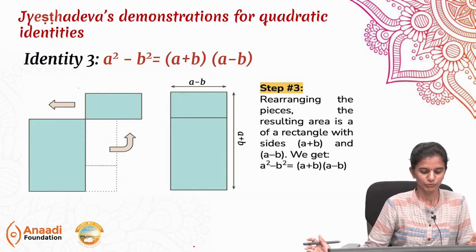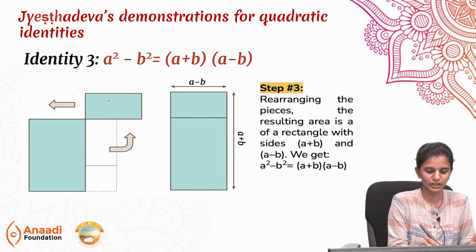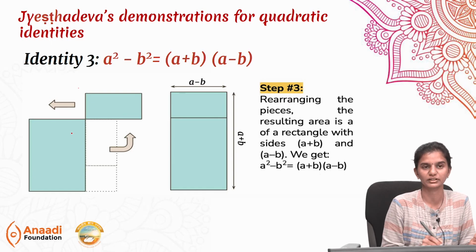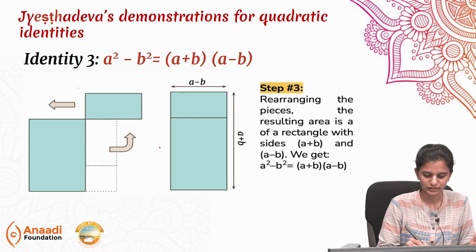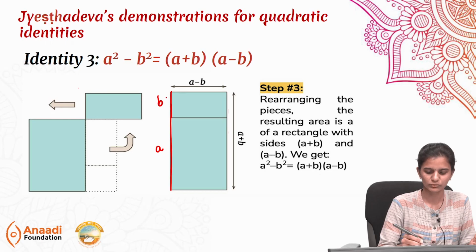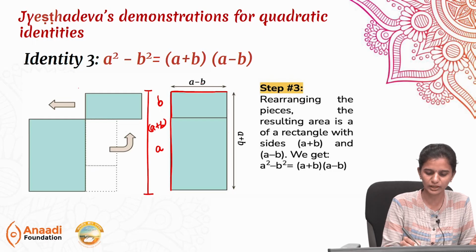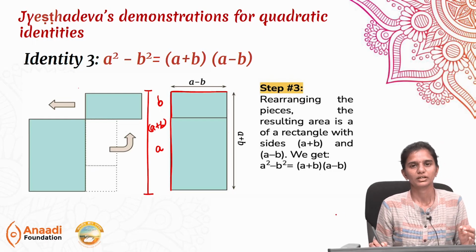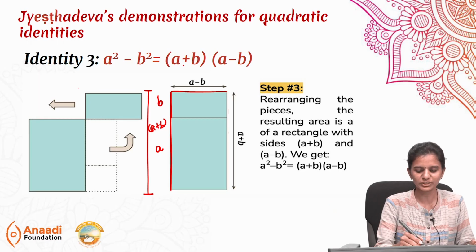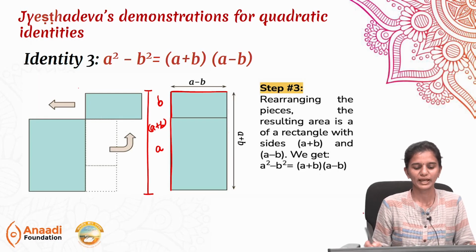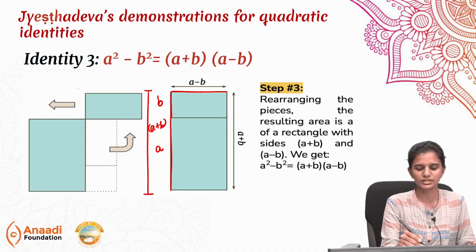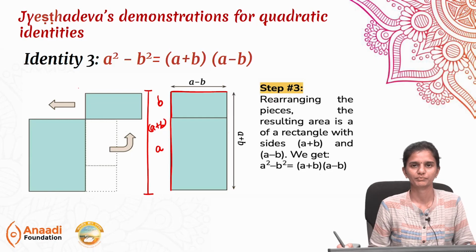Then we take this rectangle, flip it and put it on the top of this rectangle. Now we know that the length of this is A and this to be B. So this whole length would become A plus B. We already know that the length of this is A minus B. Hence, the area would become A plus B into A minus B. So, A square minus B square gives us A plus B into A minus B.